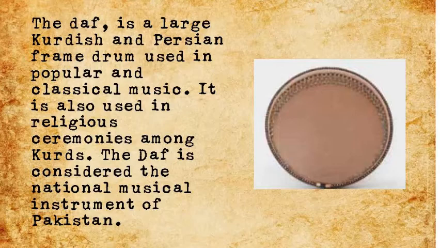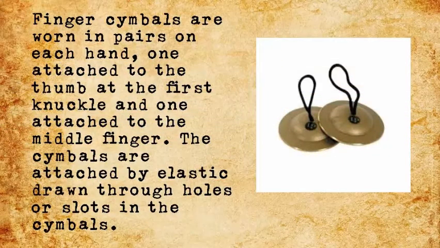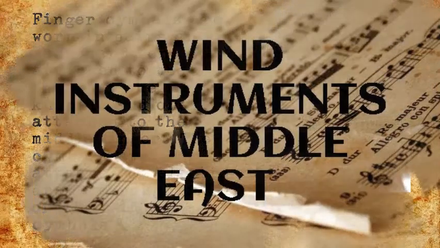It is also used in religious ceremonies among Kurds. The daf is considered the national musical instrument of Pakistan. Finger cymbals are worn in pairs on each hand, one attached to the thumb at the first knuckle and one attached to the middle finger. The cymbals are attached by elastic drawn through holes or slots in the cymbals.